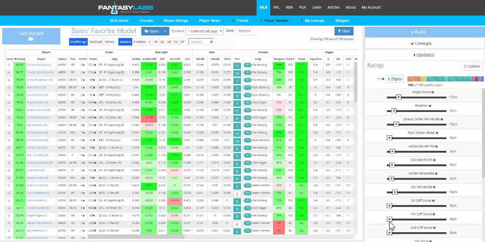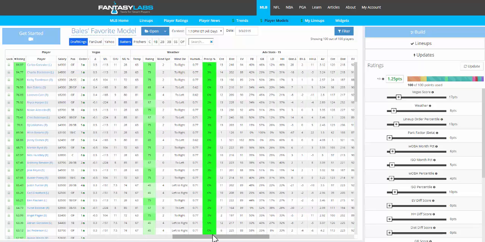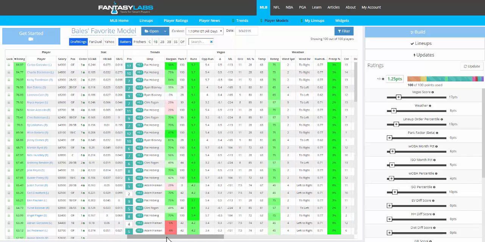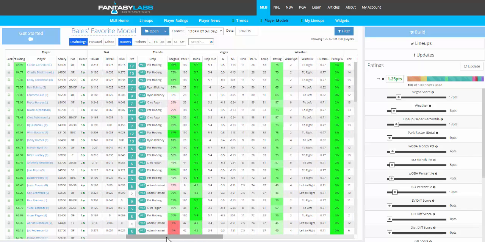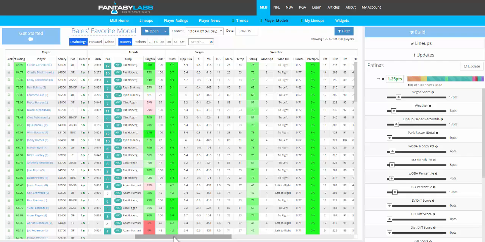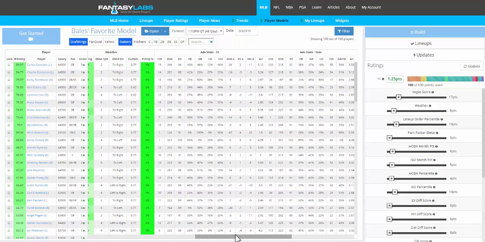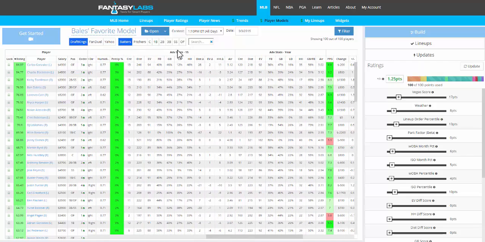I'm at Player Models, and I wanted to show you some of the new data that we have this year for MLB that I'm really excited about. I think that this is some data that no one else in DFS really has, and it could potentially be really useful. So we have two new sections of advanced stats over the past 15 days, and then advanced stats over the past year, which is a running 12-month total for each player.